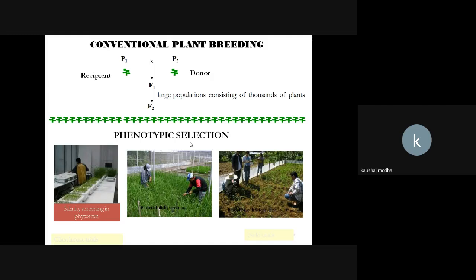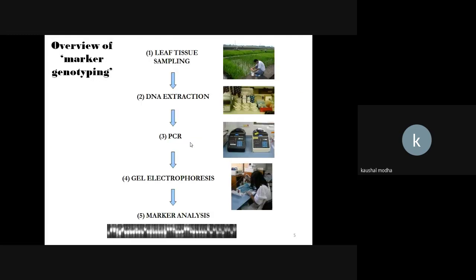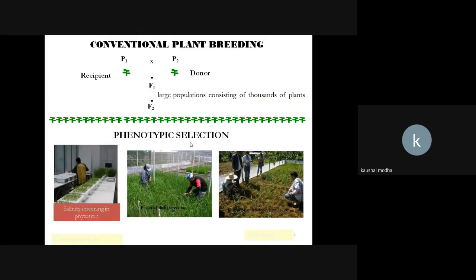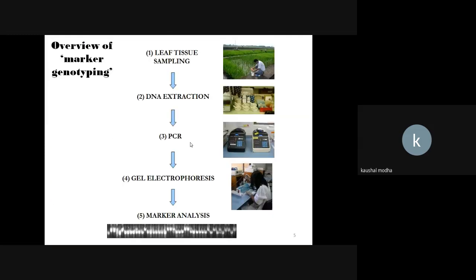If you are applying selection in F2, you phenotypically screen the plants and select the individuals. This is what we do in a conventional breeding program, where selection is based on phenotype, and phenotype is the outcome of genes and environment both. So environment will also incorporate errors in this selection. And for some of the complex traits, the selection will be very difficult, costly and tedious.